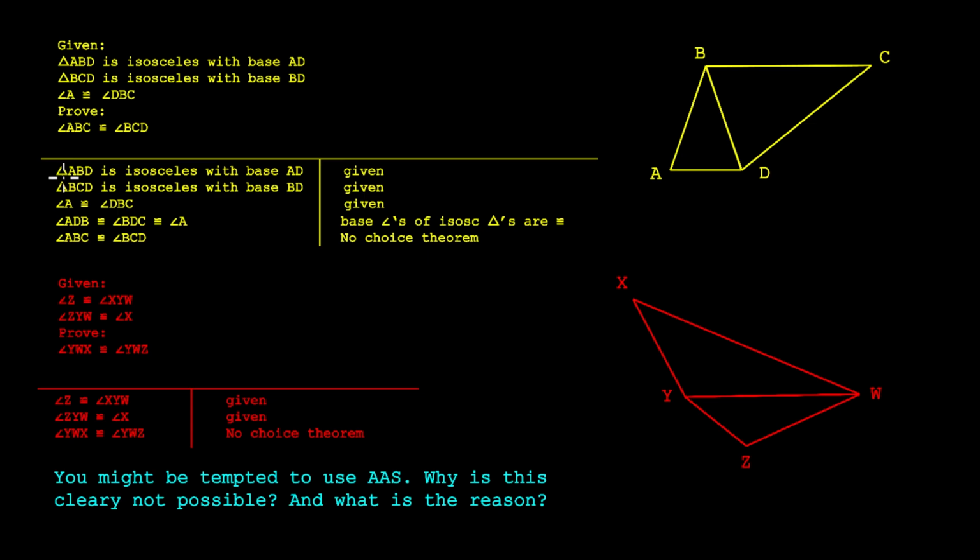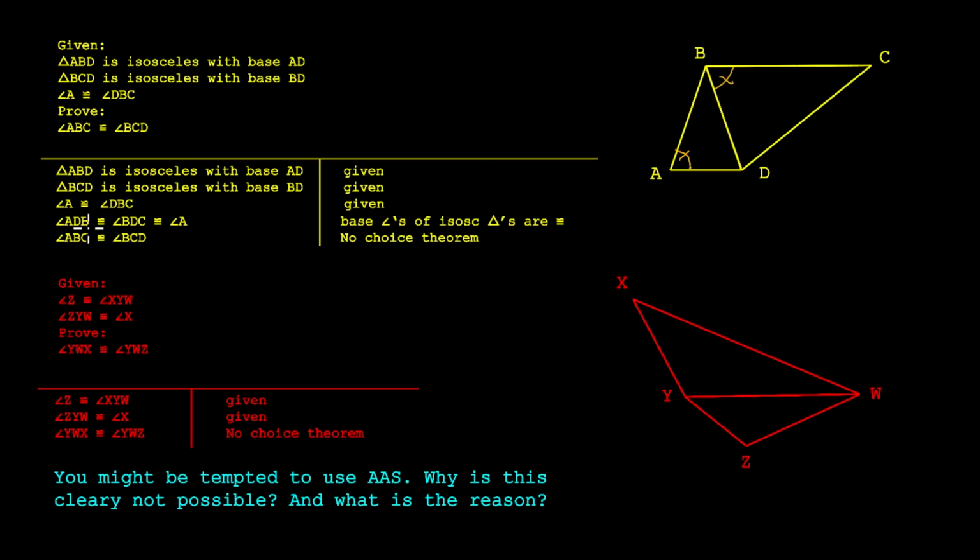So first, triangle ABD is isosceles with base AD, given. Triangle BCD is isosceles with base BD, given. Next, angle A is congruent to angle DBC, given. So angle A in this triangle is congruent to angle DBC over here in this triangle.